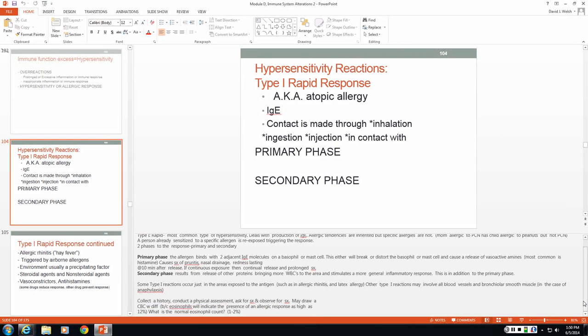Now, you may draw a CBC with diff because eosinophils will indicate the presence of an allergic response, as high as 12%. Now, what is a normal eosinophil count? Okay, if you guessed 1 to 2%, that would be correct. So you're going to see a really high eosinophil count when they're having an allergic reaction going on.